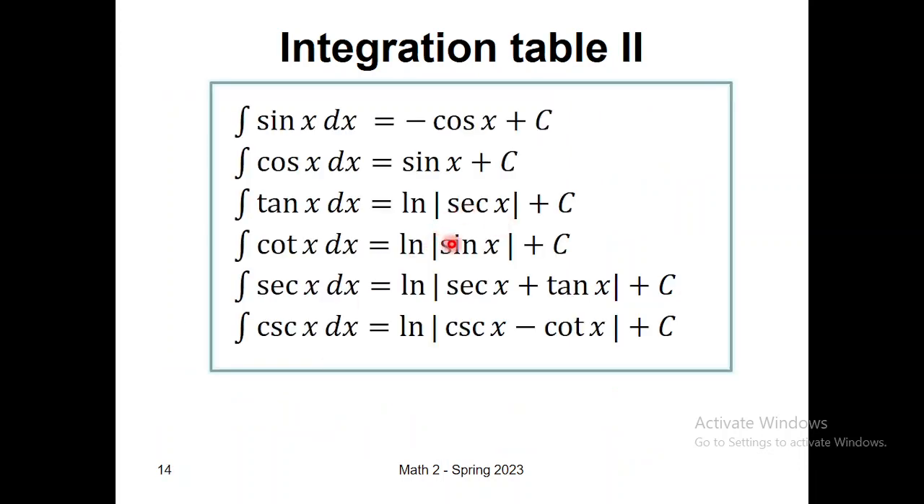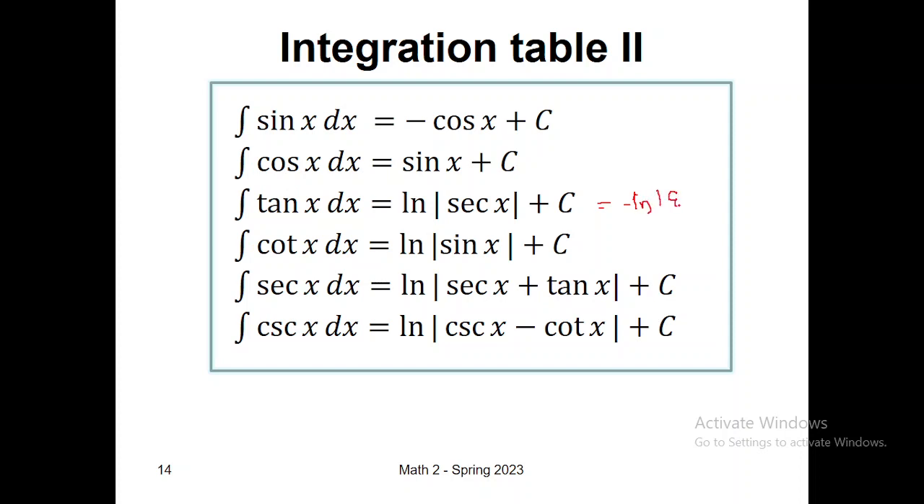Now, this is the second part of the integration table, which is very important: integration of trigonometric functions. The first two entries are very simple. Integration of sine equals negative cosine. We put negative here, and you can check by differentiating this to get sine. The integration of cosine x equals sine x, because the derivative of sine x equals cosine. The integration of tan x equals ln secant x, and we can write it as negative ln cosine x.